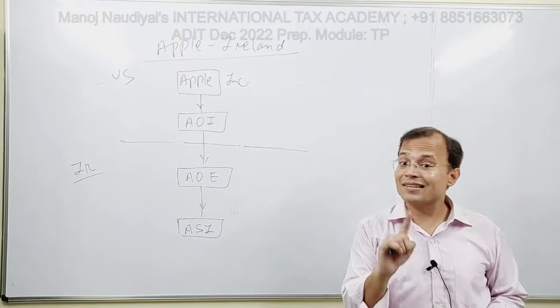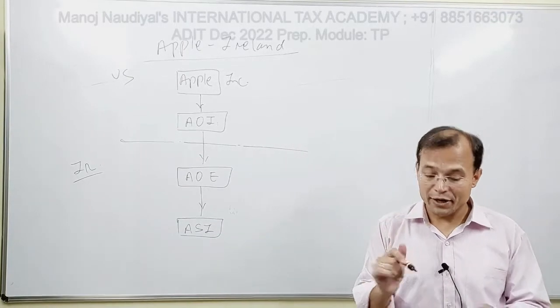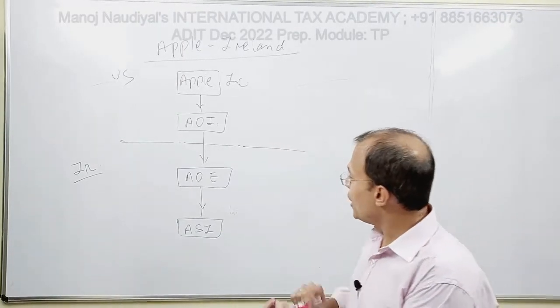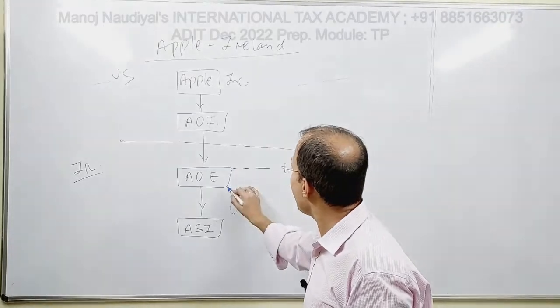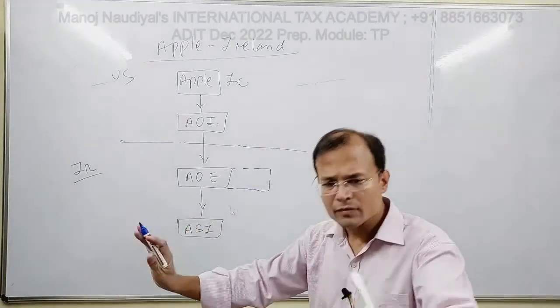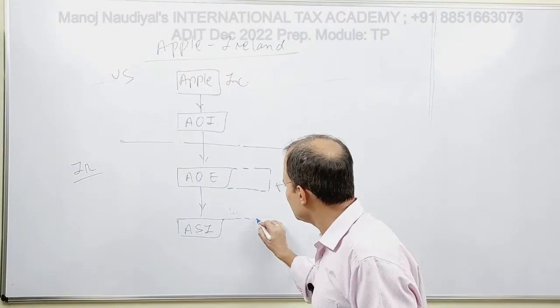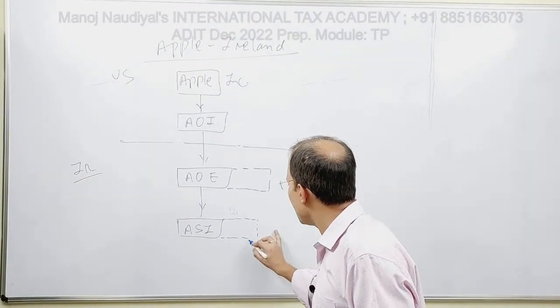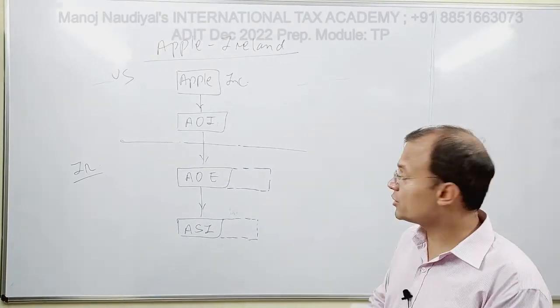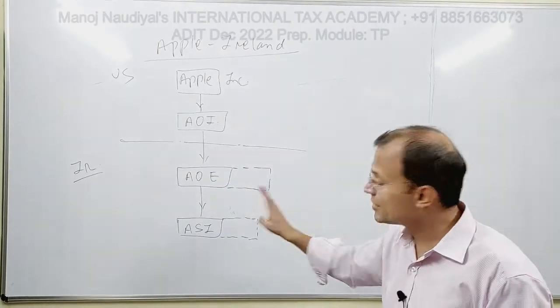But they are not tax residents of Ireland, mind you. Fine. And AOE and ASI also have Irish branches, PEs. They were using the term branches, but I told you branch is also PE. But fine, these are Irish branches. Why Irish? Because they are in Ireland. Irish branches of AOE and Irish branches of ASI.